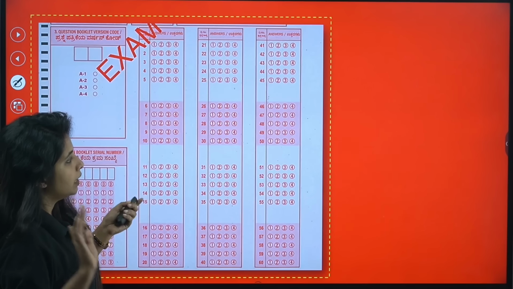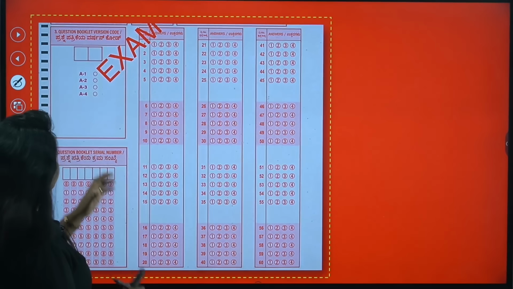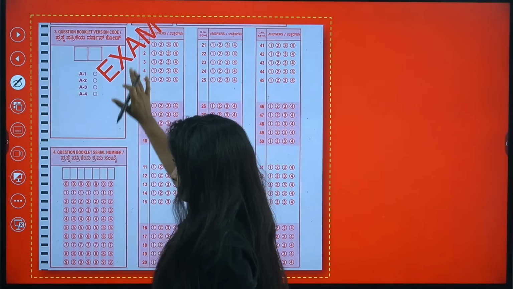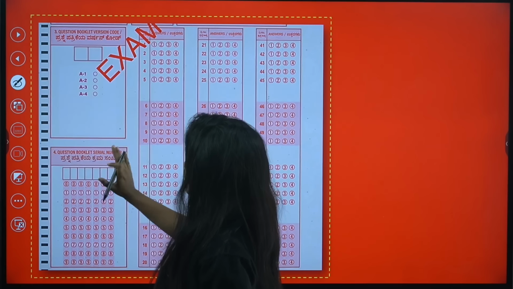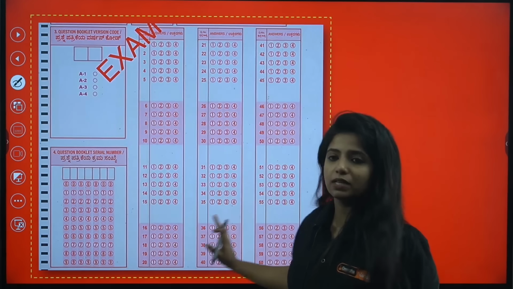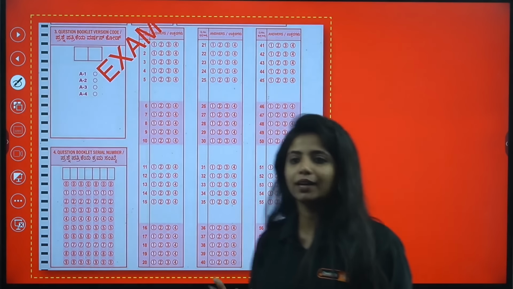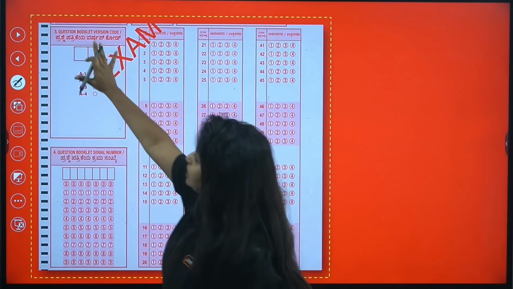It will be there with you. Next, we are going to dissect the next part, and that would be the question booklet version code and question booklet serial number. This portion is basically for answering. From 1 to 60 options are given, because 60 questions are there in your paper, right? So first we will see this particular portion.